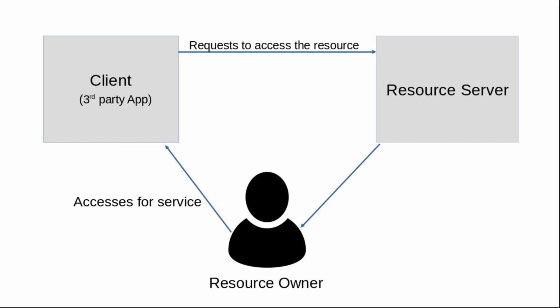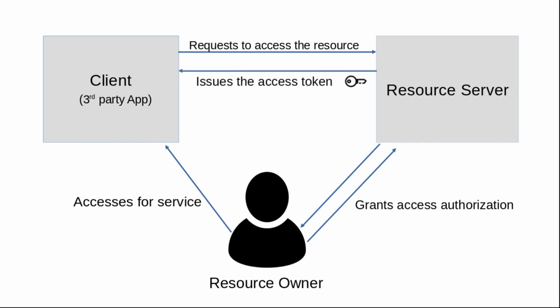If the user declines the request, then the resource server will not allow the client app to access the data. If the resource owner grants the authorization, then the resource server will generate an access token and send it to the client app. Now the client application will use that access token to get the resource from the resource server. This is the basic OAuth2 workflow. And in different OAuth servers, the implementation can be slightly different.